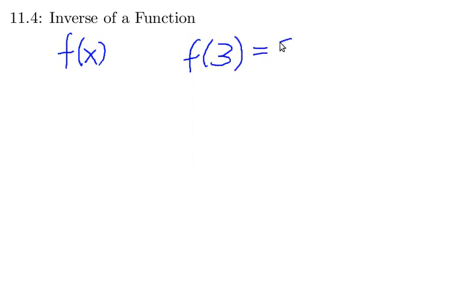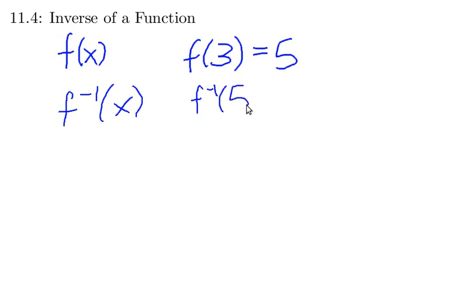is 5. Well, then if f of x is a one-to-one function, and we're going to define one-to-one a little bit later on, then we can find an inverse function such that f inverse of 5 equals 3. Basically, you're just switching them out. Instead of going from 3 to 5, you're going from 5 to 3.